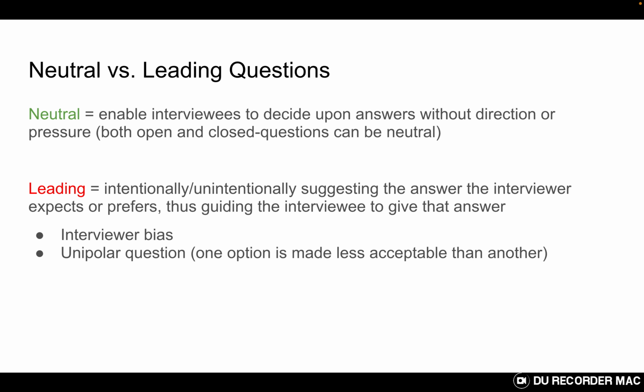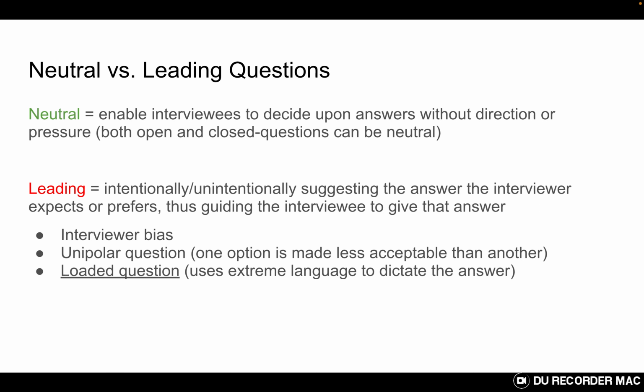Sometimes we can ask a unipolar question. That's when one option is made less acceptable than another. That might be asking, are you registered to vote, or do you not care about our state of affairs in the city? Obviously, no one is going to want to raise their hand and admit, no, I don't care. You've made that answer option sound very unattractive, and no one's going to want to admit that they agree with that answer option.